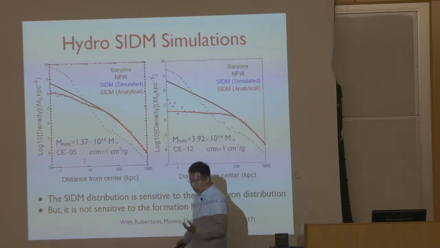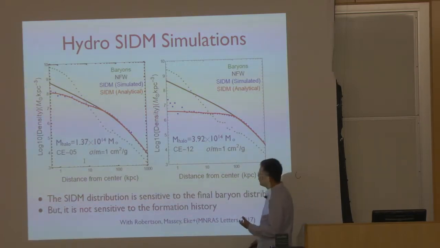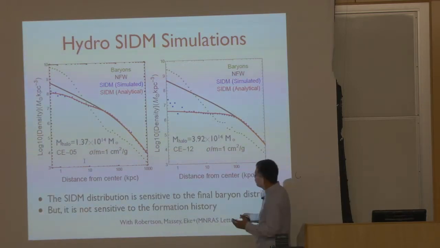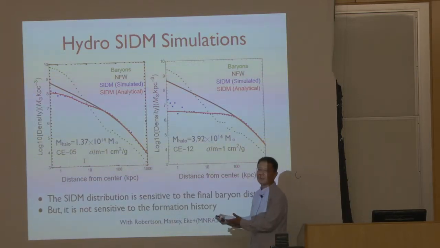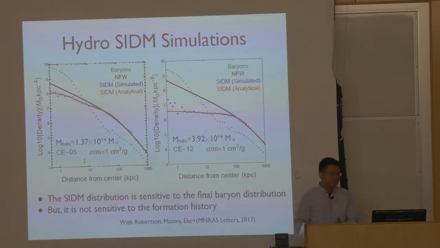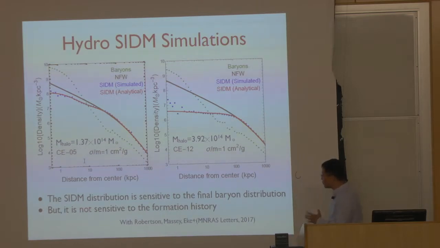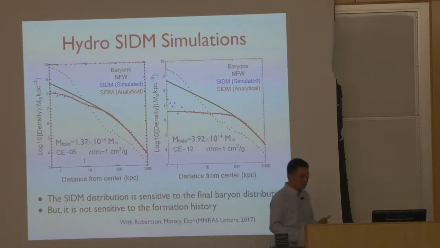So I met Andrew Robertson. He's at Durham in the UK, and we met in Copenhagen last year. He said, I ran a bunch of simulations, but can you take a look at whether it falsifies your model or not? I said, send me your data. He sent me the data. After 30 minutes, I produced these two profiles. The red curve is from the analytical model I produced. We discussed. This is important because the SIDM distribution is sensitive to the final baryon distribution, but not to the formation history. Because once the system is in equilibrium, you don't care about the formation history, right?